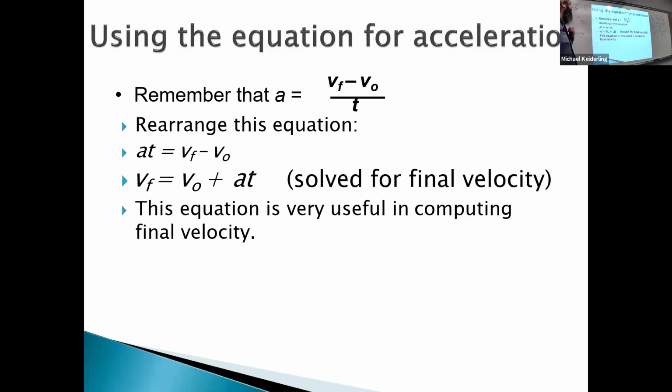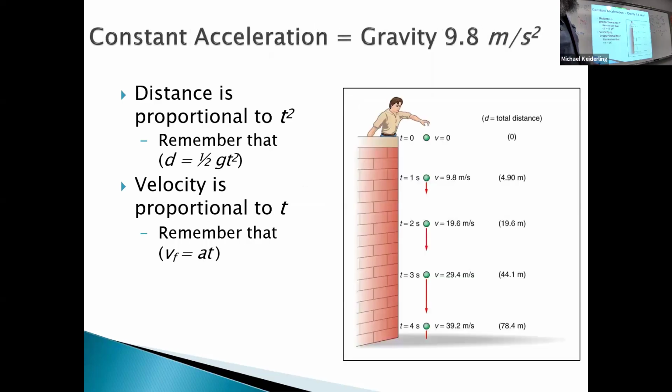Now, our equation for acceleration is final velocity minus initial velocity over time. We can rearrange this to solve for final velocity. And when we drop an object, we get constant acceleration going down. The distance is 1/2 gt squared. The velocity is proportional to time. So it's going to end up being acceleration times time.